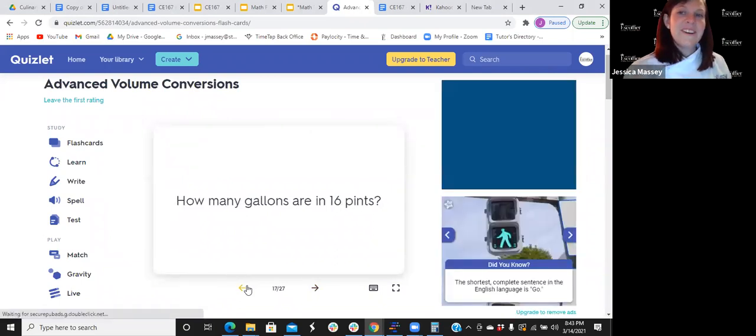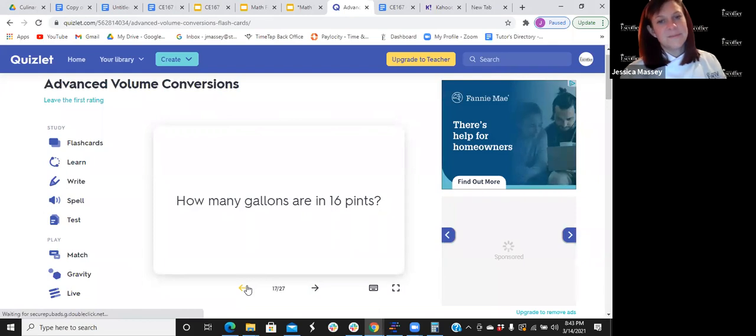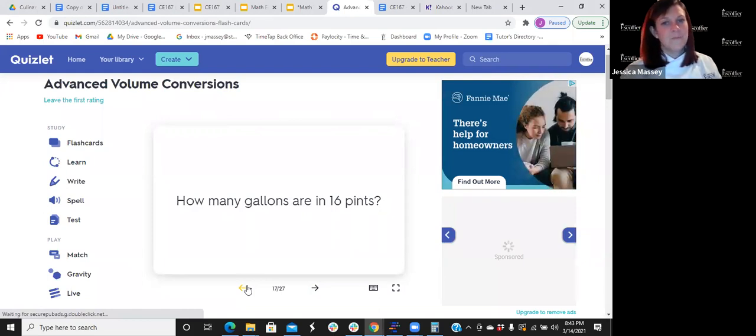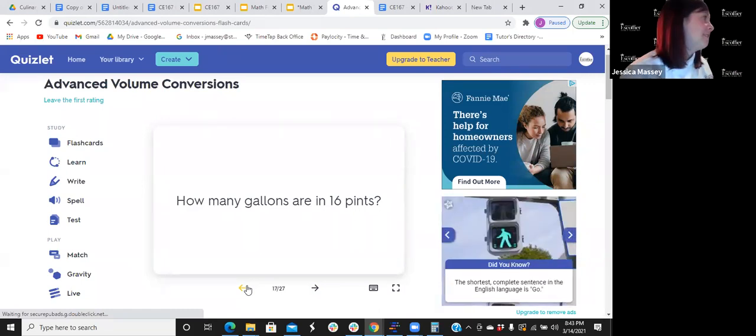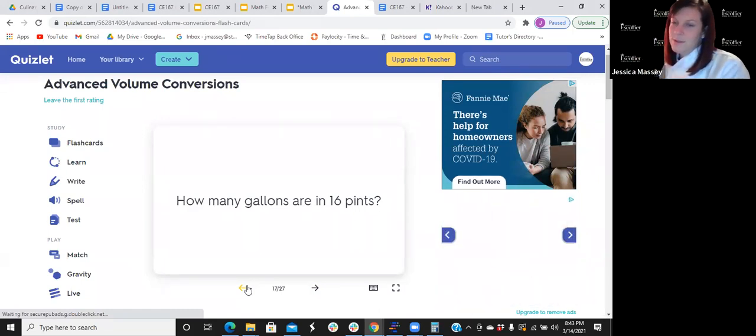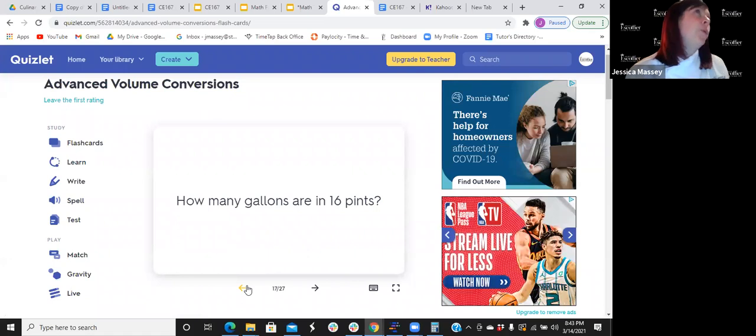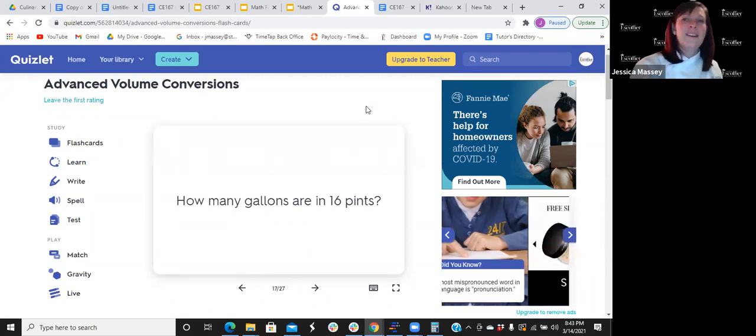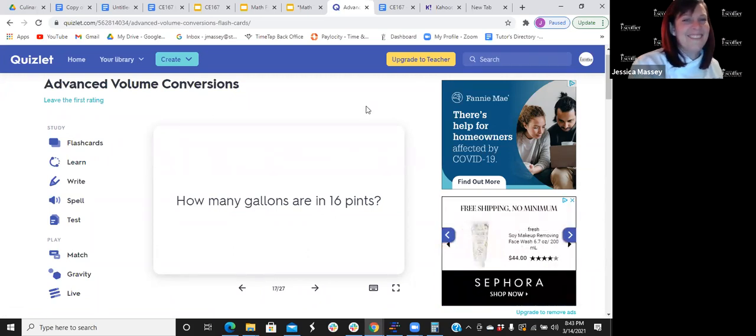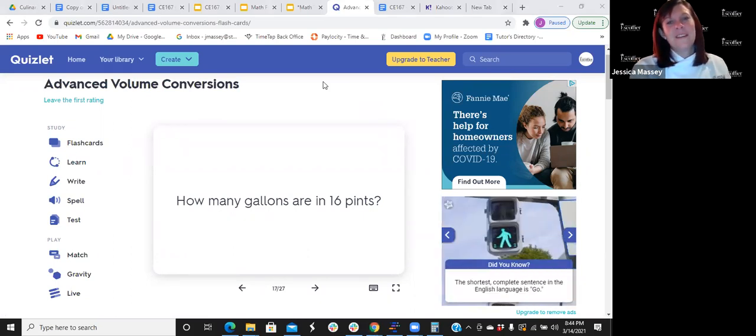How many gallons are in 16 pints? I don't know how it goes after that. I'm not good with this. See some different answers.